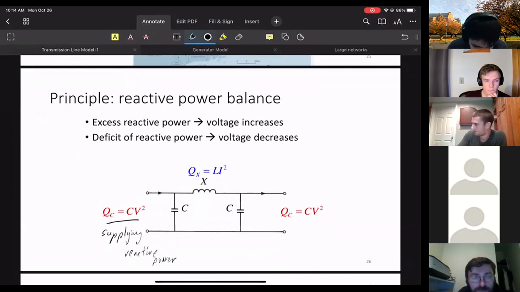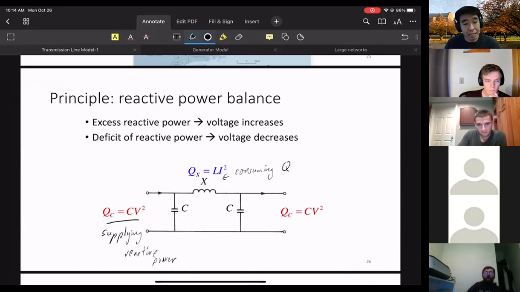If you have Q, that's the supplying Q. This is consuming. And often this reactive power messes with your voltage in the system. So voltage tends to increase if you supply a lot of reactive power, and voltage tends to decrease when you draw a lot of reactive power. And this is what happens when we have reactive power in the system.